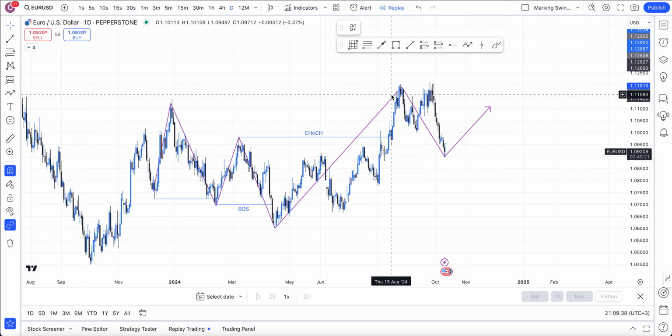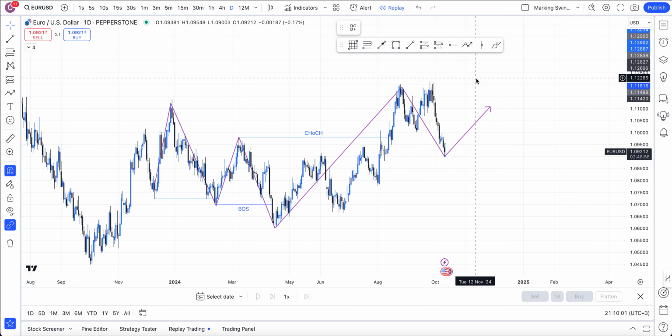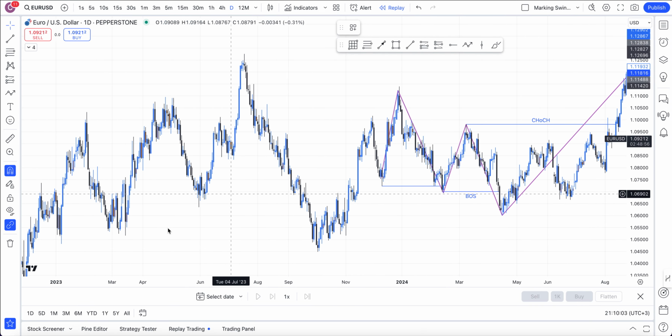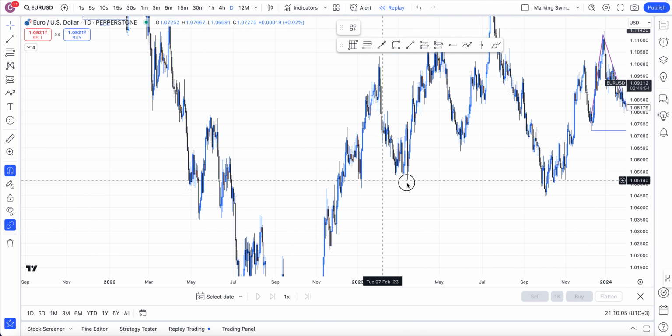So when we're marking up our charts, we identify the lows and the highs, so we can know that from this move we are going down, and then maybe it goes to some certain supply and demand, or a certain point of interest down here, and then continues up.